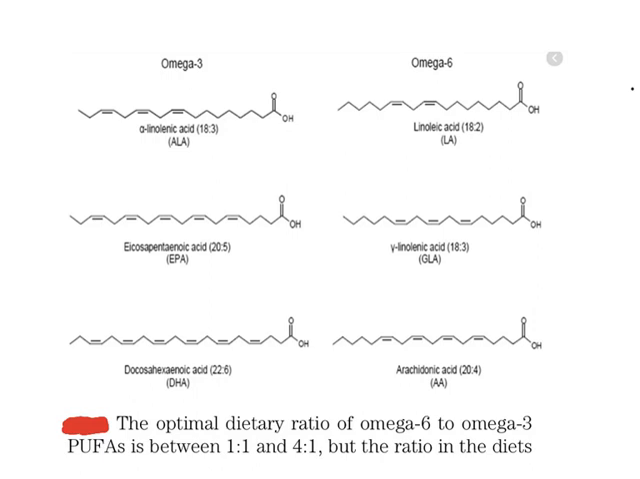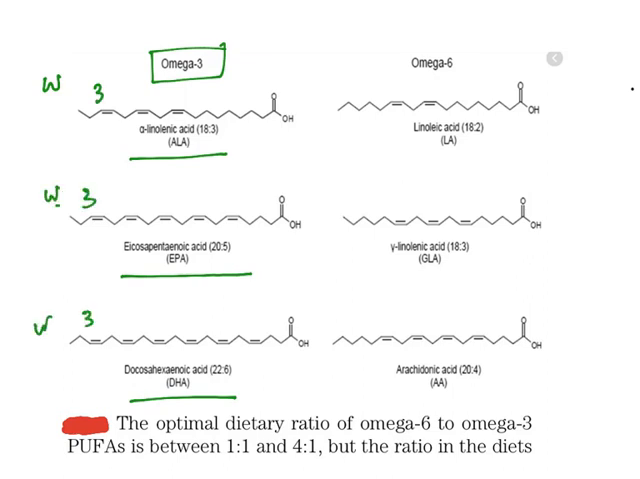Getting into more detail, see, alpha linolenic acid, Eicosapentenoic acid, Docosahexenoic acid. All of them are known as omega-3 fatty acids. Why? From this end, at the third carbon, you see unsaturation. So all of them are known as omega-3 fatty acids. Whereas linoleic acid, gamma linolenic acid, and arachidonic acid, all of these three are known as omega-6 fatty acids. The reason is from this end at the sixth carbon you have unsaturation. So they are known as omega-6 fatty acids.